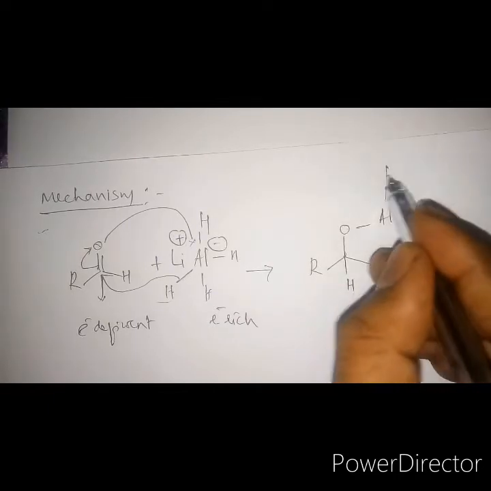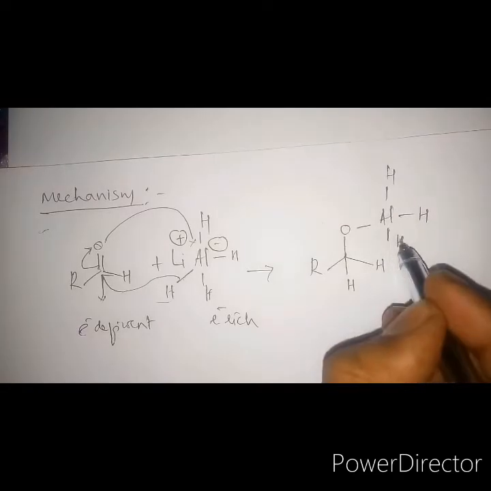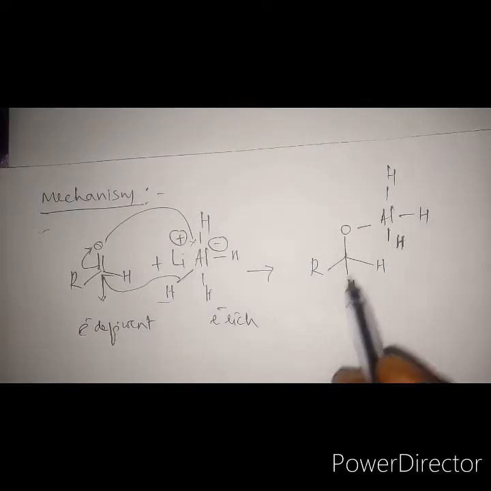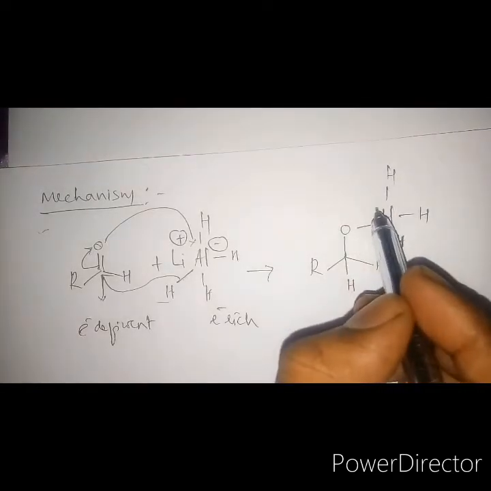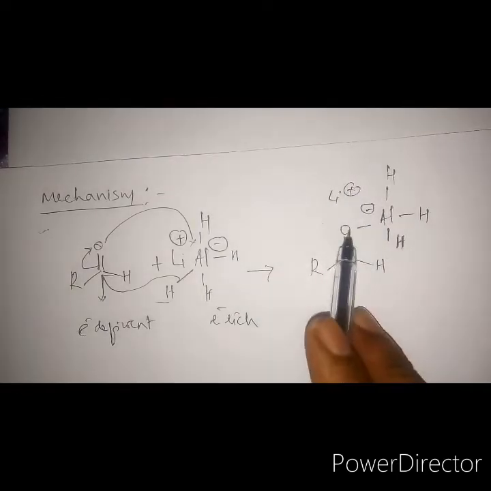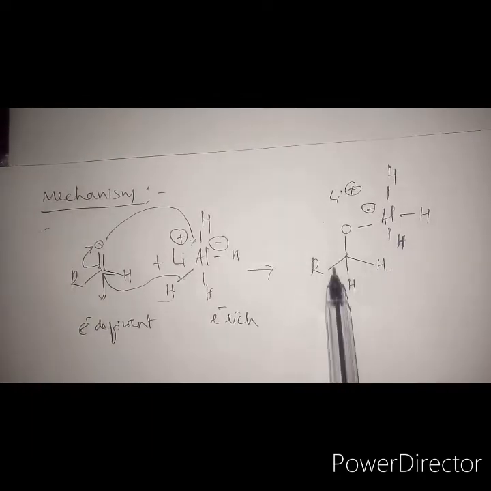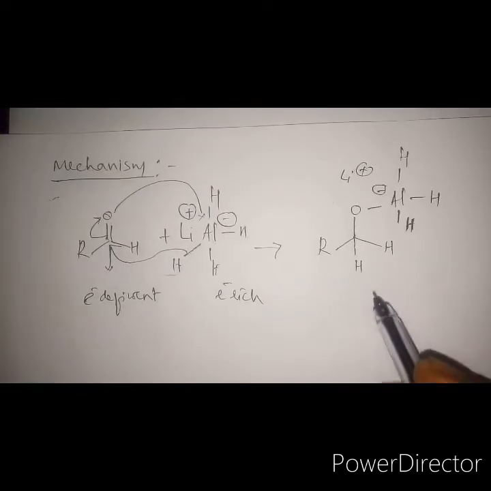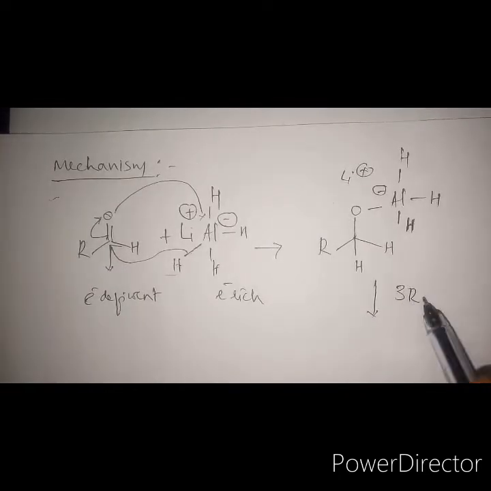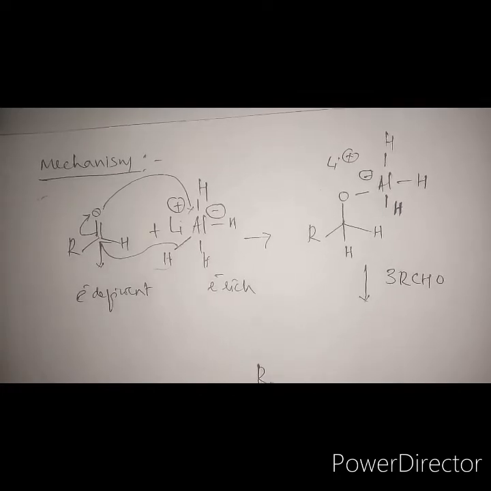We have 3H. Now this aluminum has a minus charge. Now this is lithium, so the negative charge is replaced with oxygen. Now another one of the H will be replaced with this group. So we have 3, so we can take 3 CHO to be replaced.